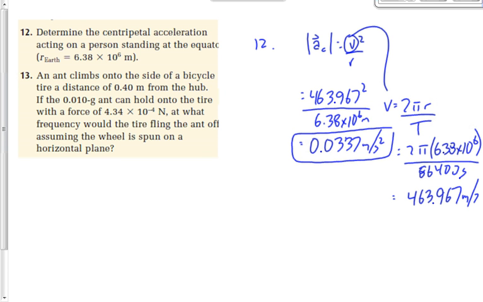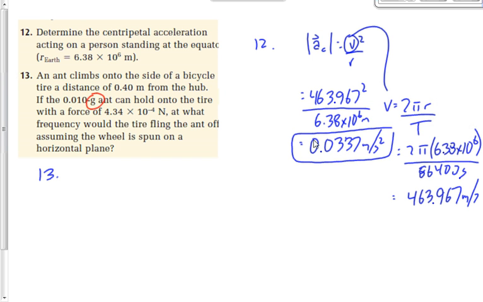All right, finally, number 13. It says an ant climbs onto the side of a bicycle tire at a distance of 0.40 meters from the hub. If the 0.010 gram ant can hold onto the tire with a force of this value, what's the frequency that the tire would have to move at to fling the ant off, assuming the wheel is spun in a horizontal plane? Hey, I'm picking up my red pen. How come? Yeah, grams. I don't want grams. I want kilograms. So I'm going to convert that by dividing by 1,000.